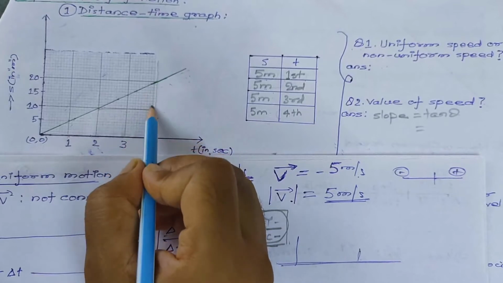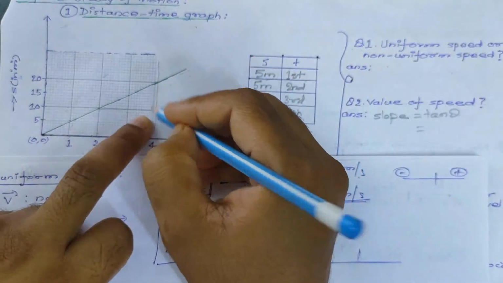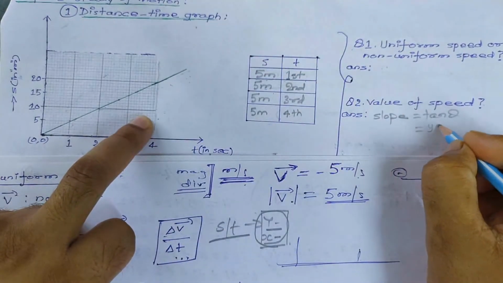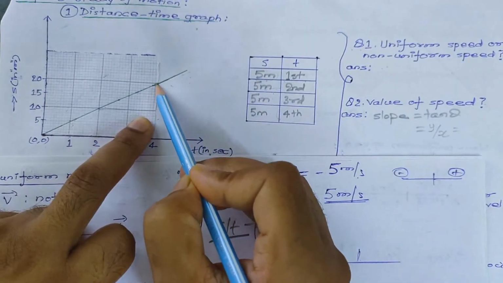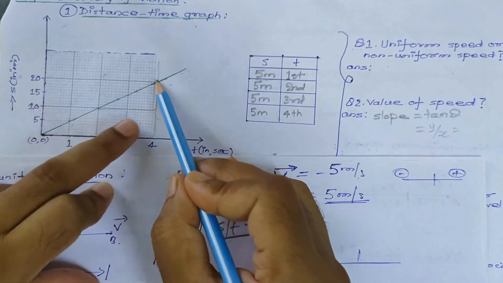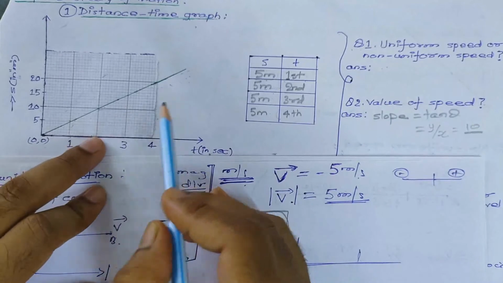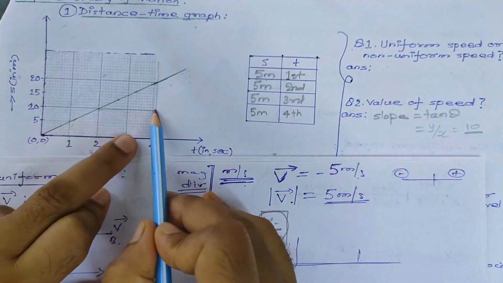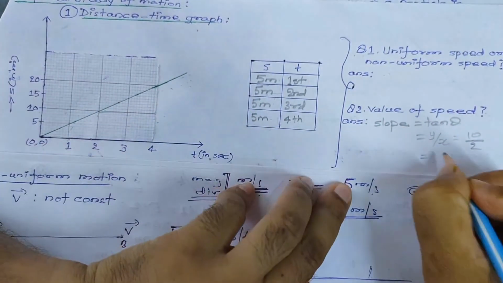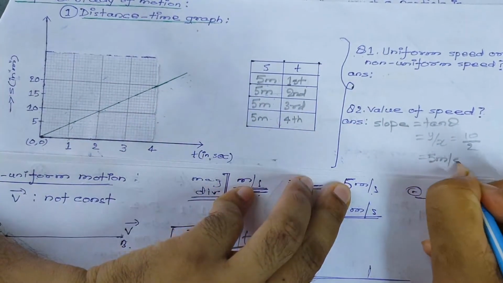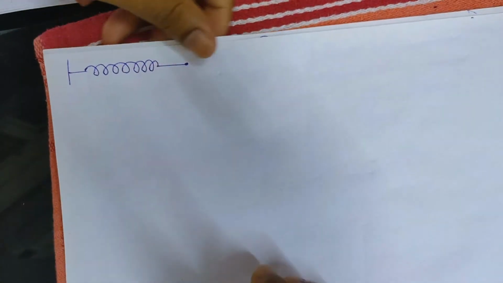Tell me what is available on the y-axis. It is 20 here, and it is 10 here, so 20 minus 10, that is 10. What is available on x? 4 minus 2, that is 2. So speed is 5 meter per second. Fine guys, so we are done with the distance time graph.